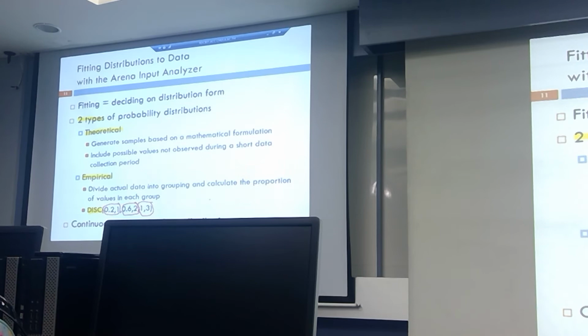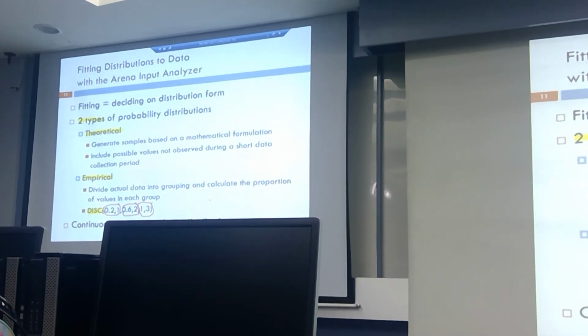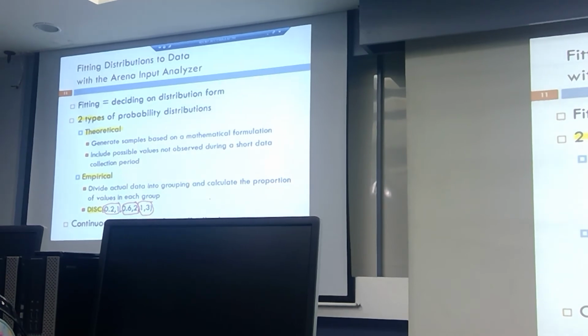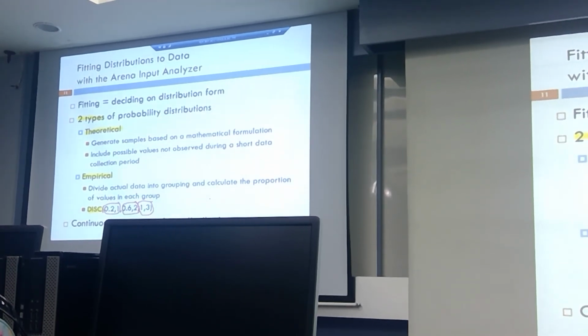Okay, so it's a pair of values. The first number is the cumulative probability. So you can see 0.2, that's 20%. 0.6, that's actually 40%, because 60 is the cumulative probability. And then 1, that's another 40%. So the first value is the cumulative probability, and the second value is the value that will occur.